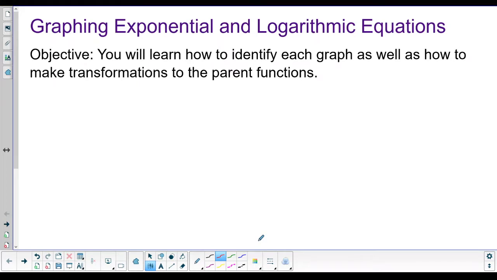So really today, what you want to learn is how to identify this stuff.